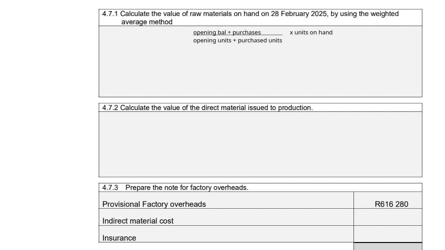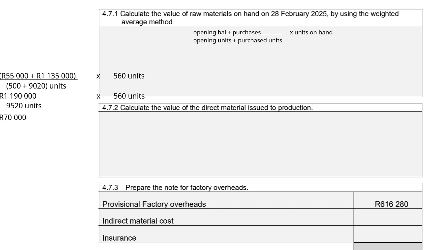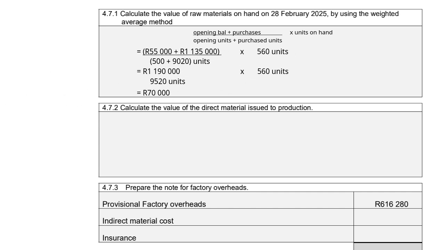Rand, and we purchased 1,135,000 Rand. Our units is 500 units at the beginning of the year, plus 9,020 units during the year. We times that by 560 units, which is our units at the end of the year on hand, and then we get an amount. If we say 1,190,000 Rand, divide by 9,520 units, we then get 70,000 Rand.